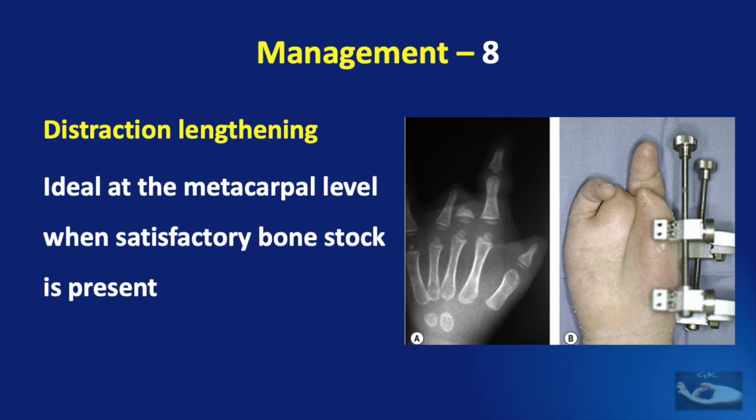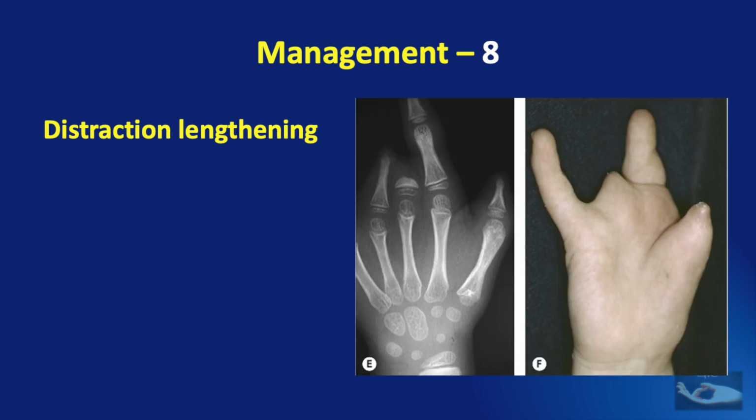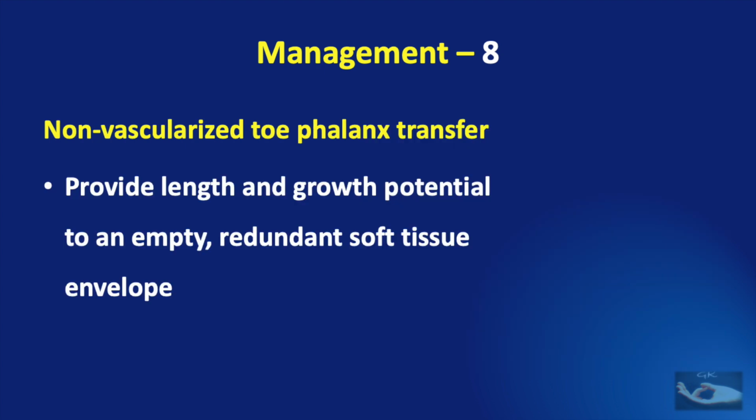Lengthening of deficient terminal and narrowed phalanges in this condition is not as predictable, and the resulting digits are often stiff and thin. Hence, distraction is not ideal for the phalanges. Transfer of non-vascularized toe phalanges provides length and growth potential to an empty redundant soft tissue envelope, which is occasionally seen distal to the level of amputation in this condition.